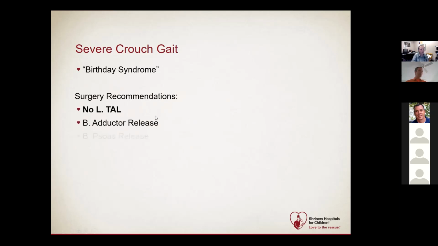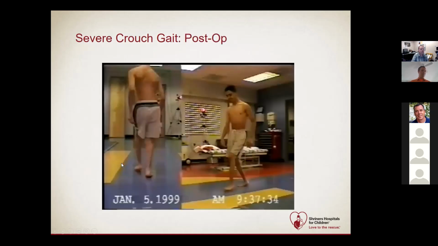We agreed with doing a bilateral adductor release, the bilateral psoas release to get the hips in a better position, and a bilateral hamstring release to get the knees in a better position. And we also recommended, and we put it in red because it was not done, and what I'm going to show next, bilateral rectus transfers, which would have helped hopefully with his ability to get better swing phase knee kinematics.